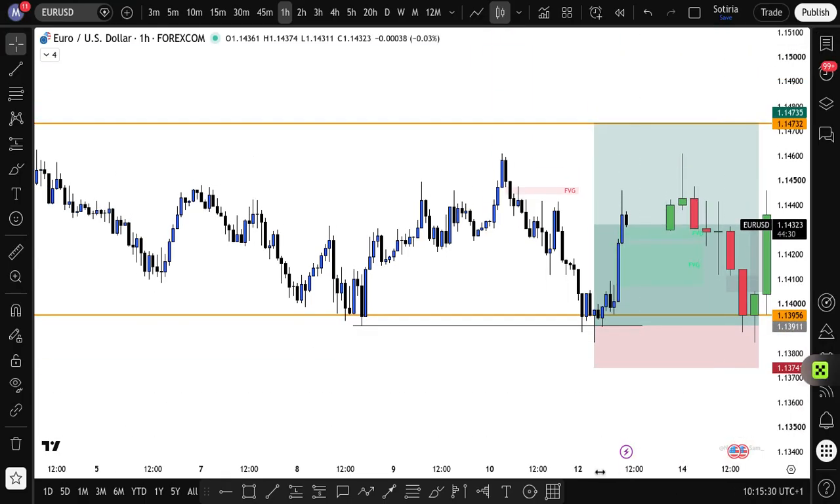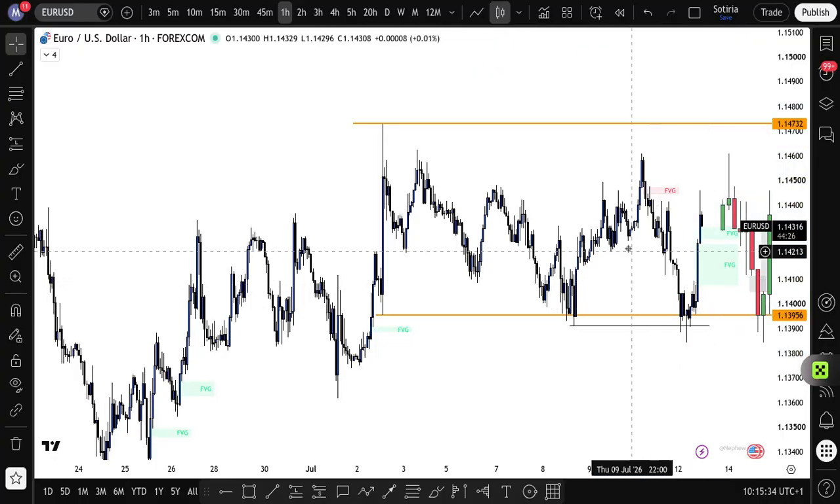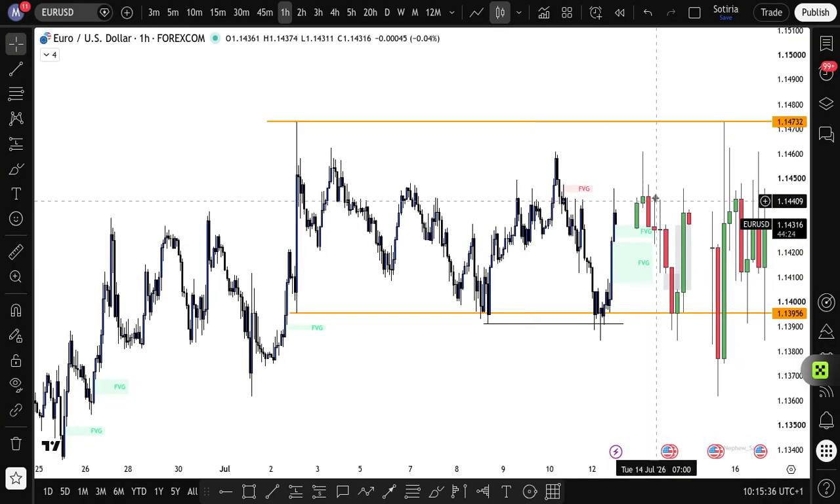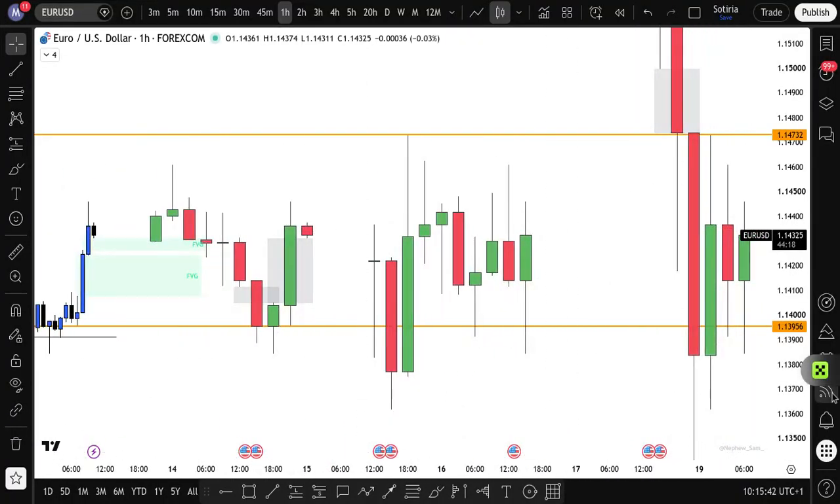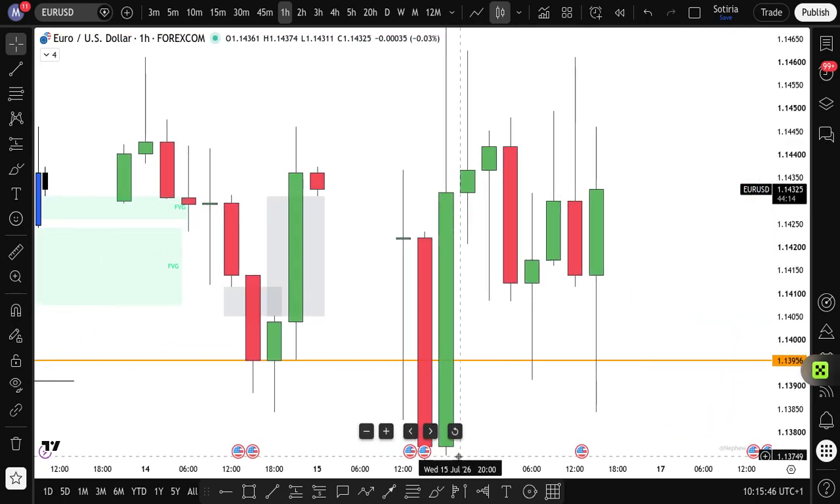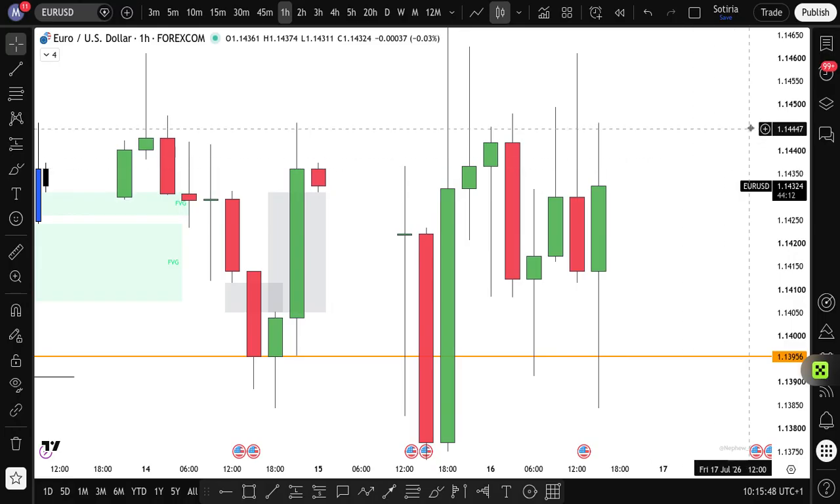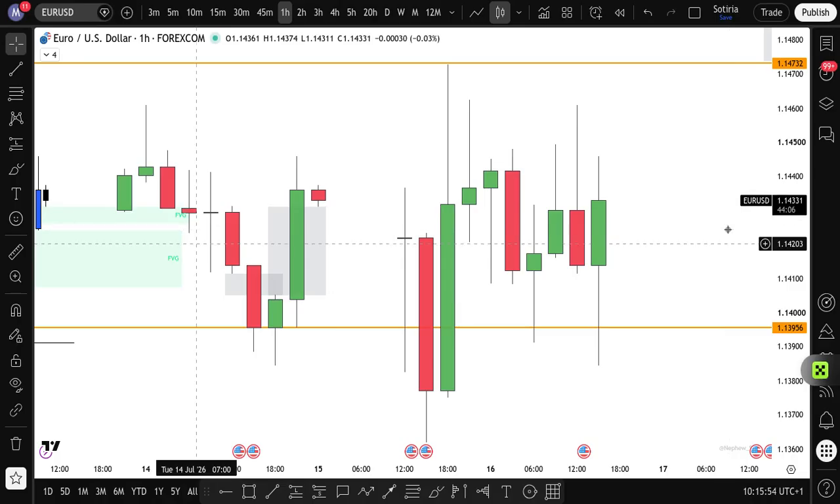So on Euro USD, let me delete this. This was this morning. On Euro USD, last week I looked at this point here. Now this is the daily time frame. I'm using an indicator that helps me see these candles. This is the 4-hour time frame. This is the daily time frame.